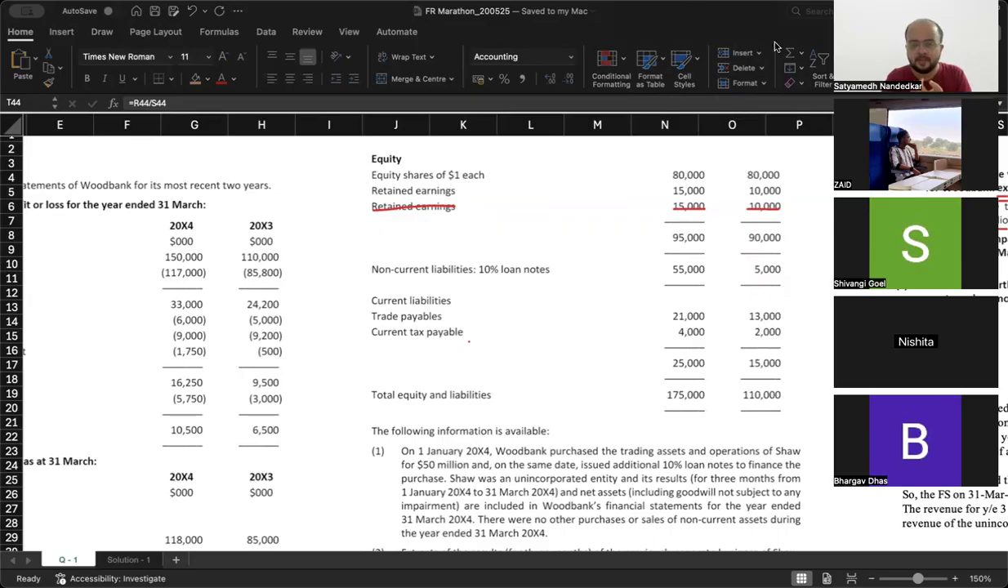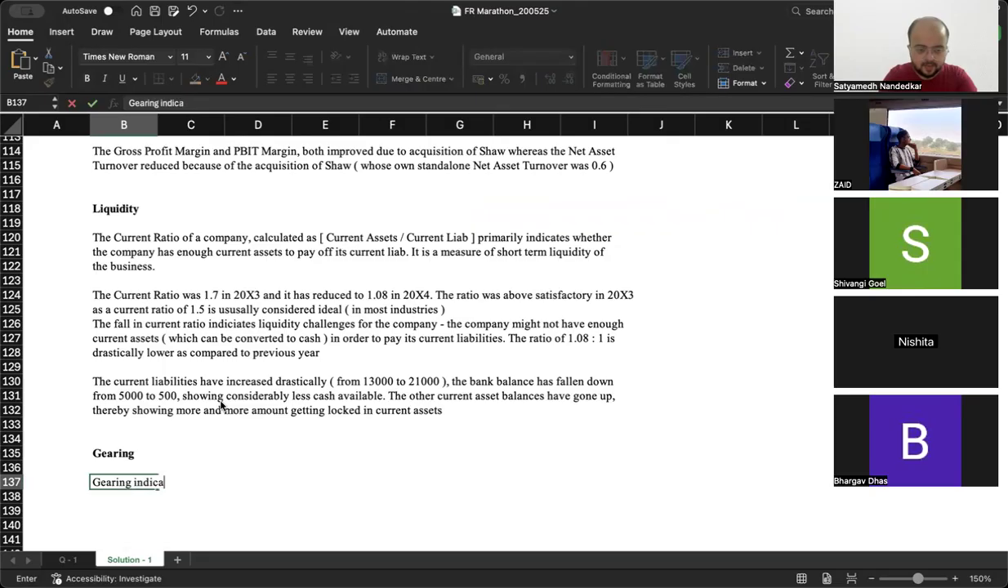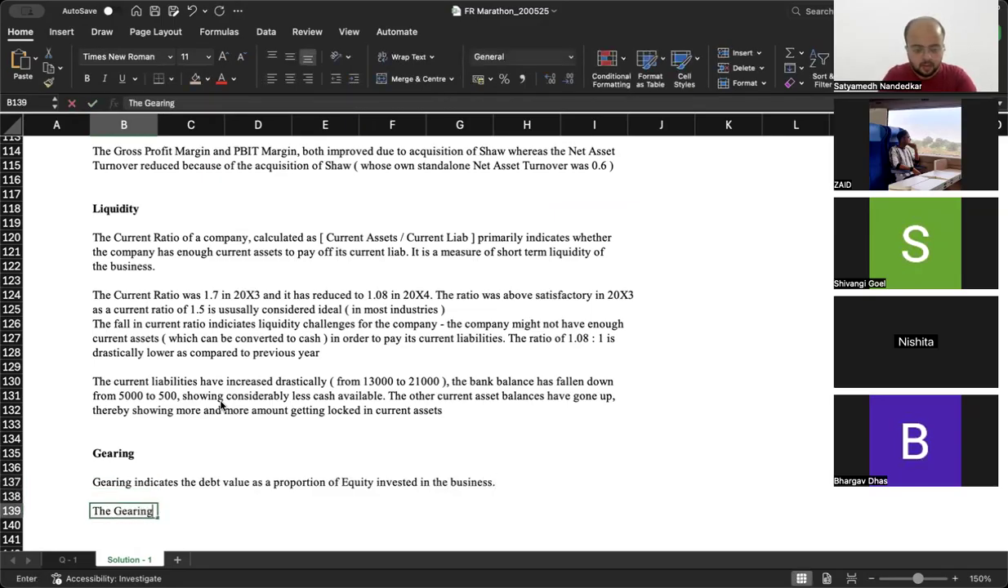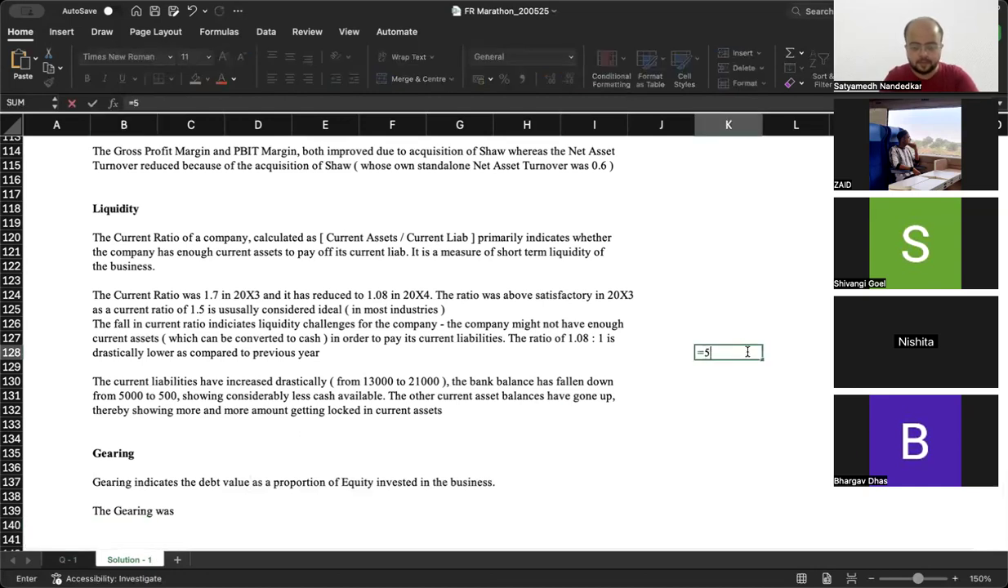Tell me, what was the gearing last year? Debt upon equity: 5,000 upon 90,000, and current year it is 55,000 upon 95,000. Gearing indicates the debt value as a proportion of equity invested in the business. The gearing was how much? 5,000 upon 90,000. 55 upon 95. बहुत ही ज्यादा इंक्रीज हो गया है ना?